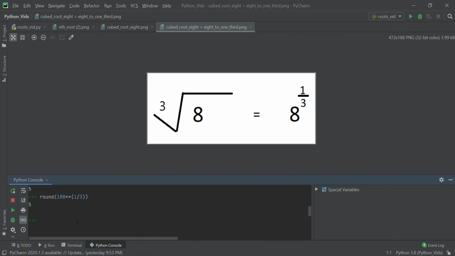Just remember this is all the round function. Remember the caveats that we learned with the round function in the round video. And of course, with any kind of rounding, remember there are also some limitations with the floating point arithmetic, which will also be discussed in that link I'll give in the description, which goes into detail on limitations in floating point arithmetic with Python.